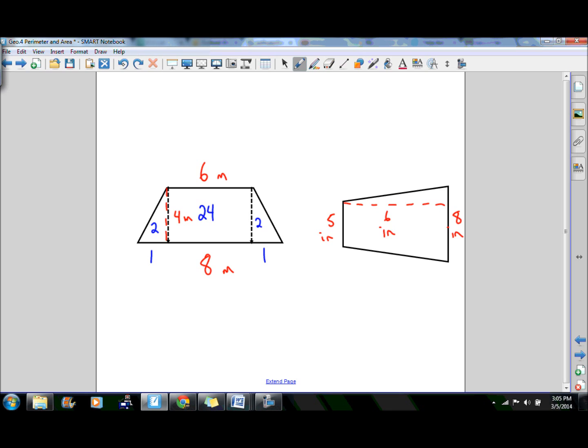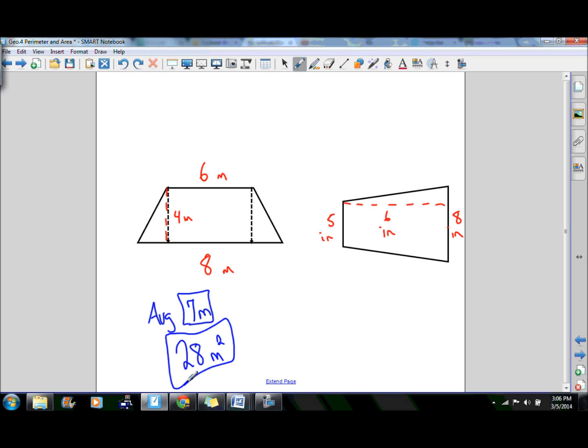So then you could add all 3 of those up. But the easiest way to solve these would be averaging the bases. So if this is the top base and this is the bottom base, you could find the average of them, which would be 7 meters. We then take the average of the bases times the height, which is 4, and we get 28 meters squared. I think that's the easiest way.